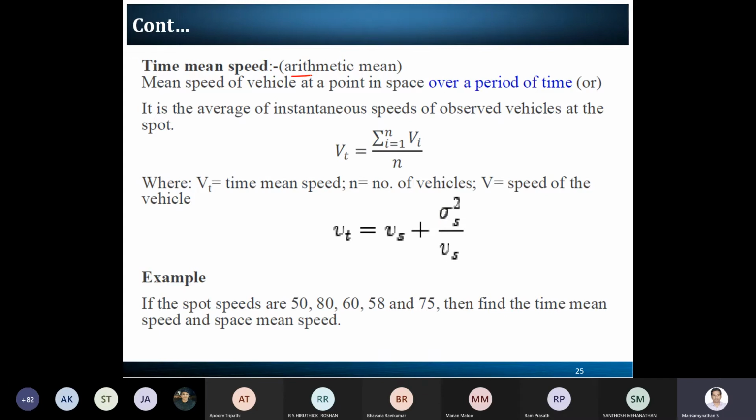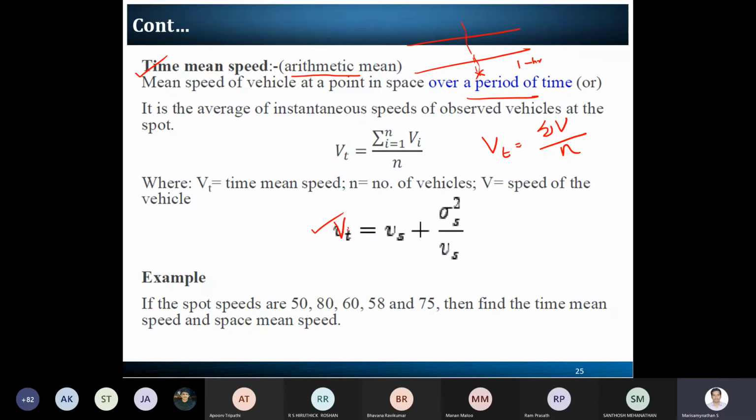Time mean speed is nothing but the arithmetic mean. In the same corridor, you take one spot point. At that point, within 1 hour, how many vehicles passed and what will be the average speed? That is defined as time mean speed. So over a period of time, what speed is observed? That is defined as time mean speed. As an arithmetic mean, it is the sum of vehicle speeds divided by n. So this is the calculation and these will be the equations.